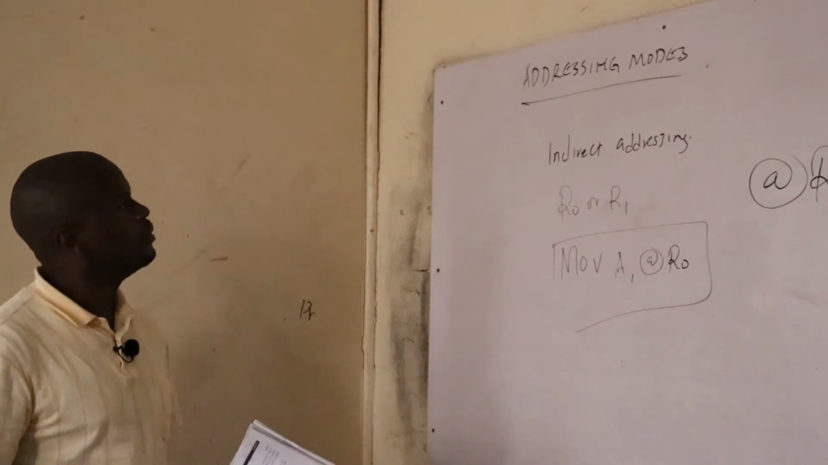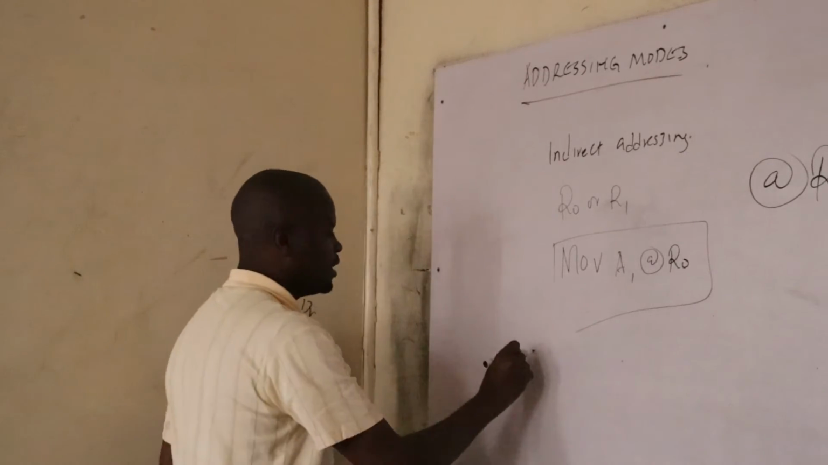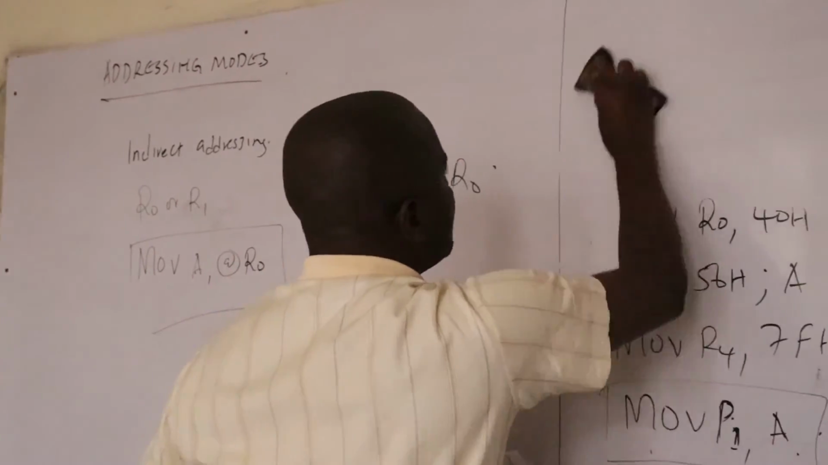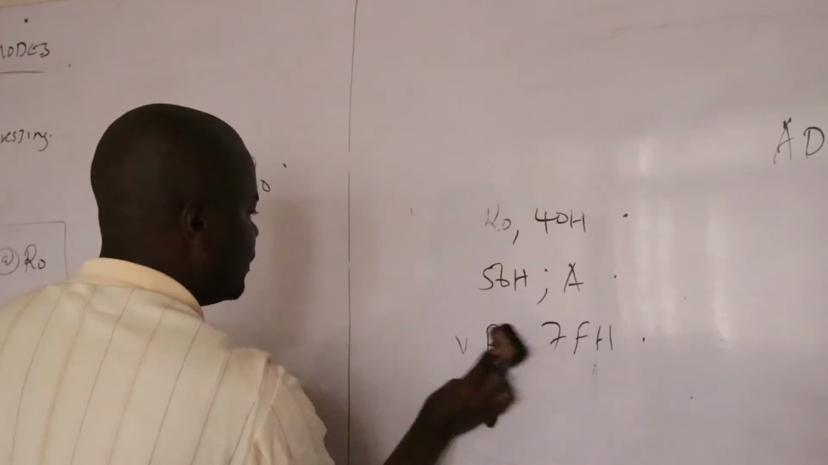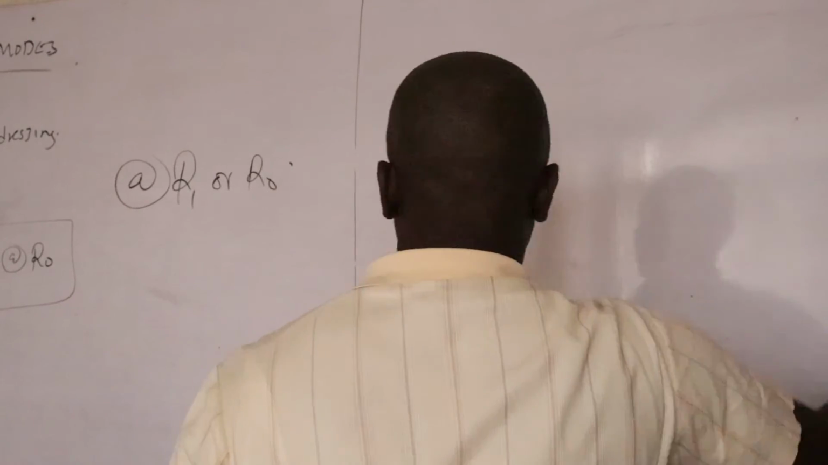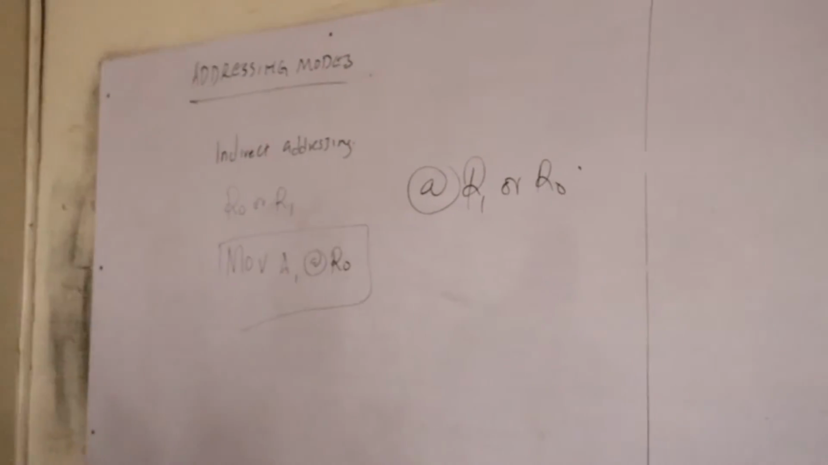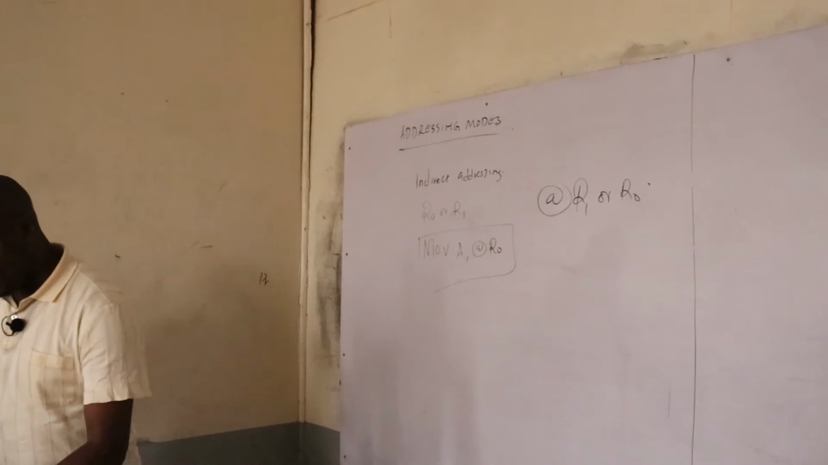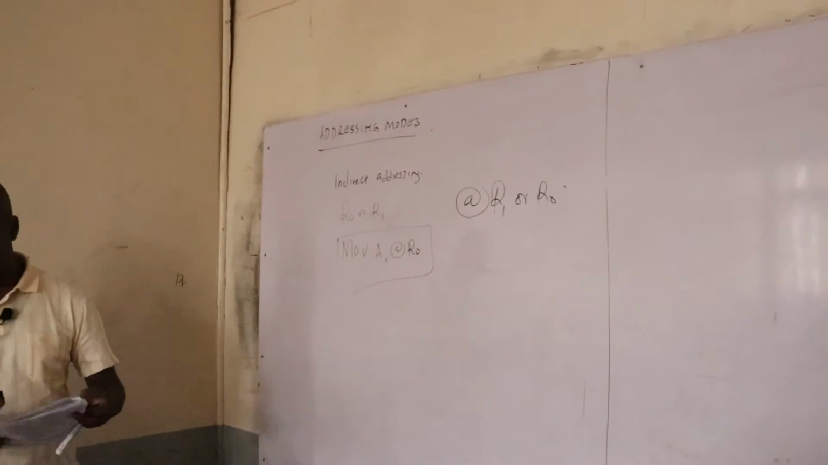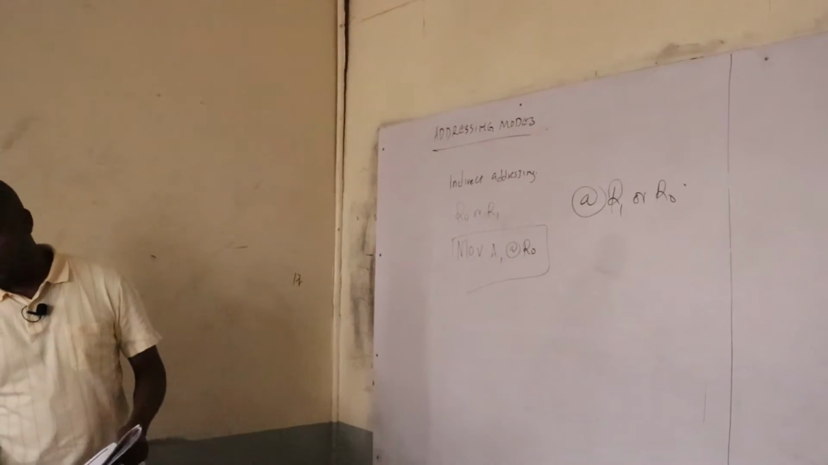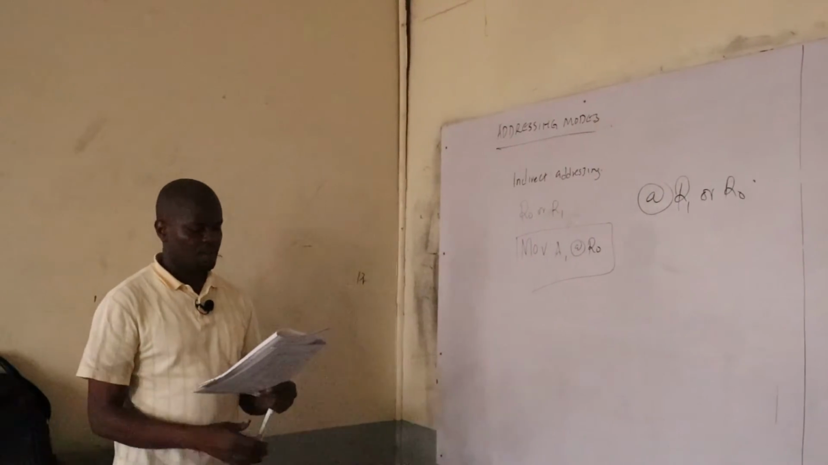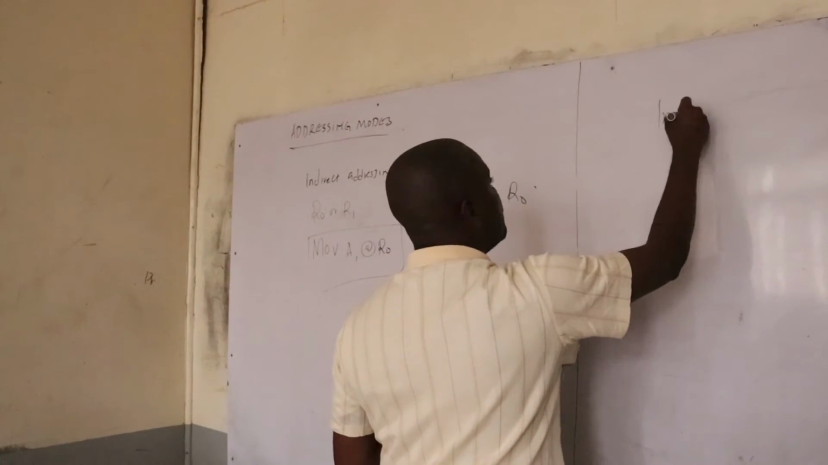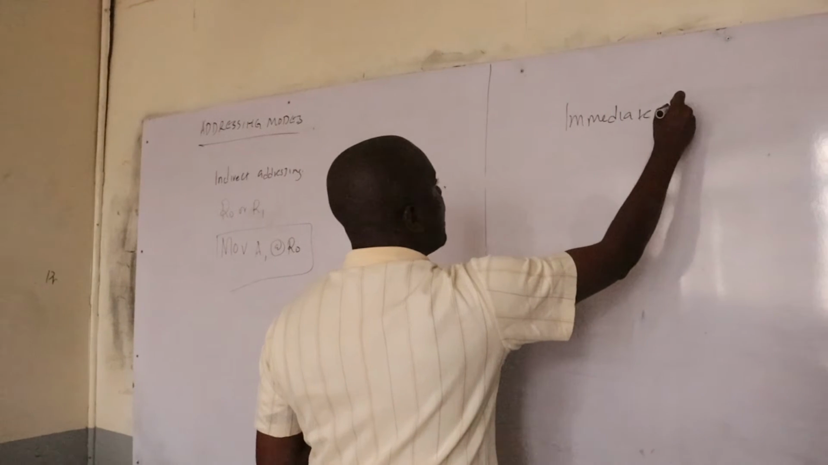The fourth addressing mode that we can talk about is the immediate addressing mode. When you talk about the immediate addressing mode, this is what we have been using all along. It is always preceded by a pound sign, and it happens when the source operand is a constant.